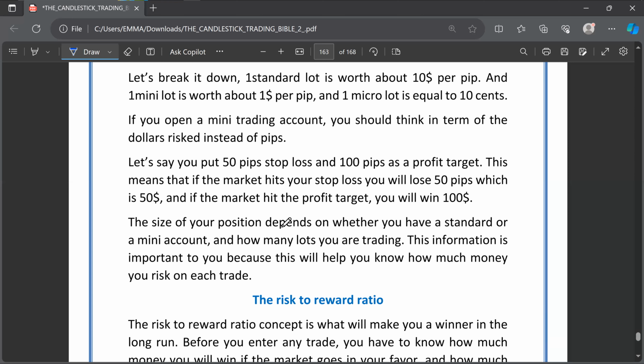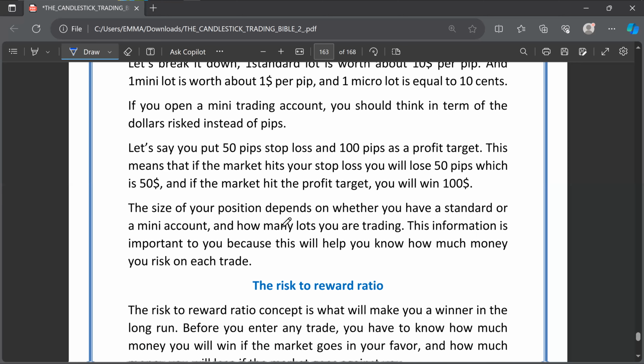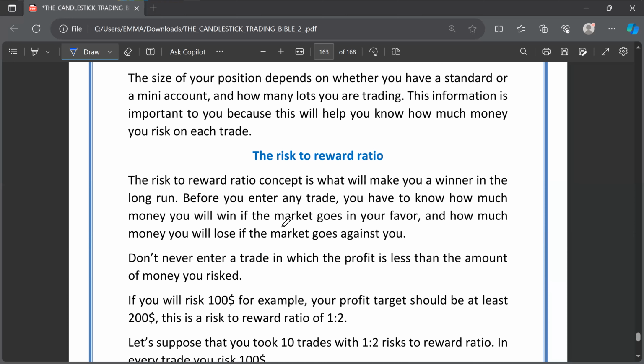Now, the size of your position depends on whether you have a standard or mini account and how many lots you are trading. This information is important because it will help you know how much money you risk on each trade. Risk to reward ratio, I think we have also introduced you to that already. We'll talk about it more. I don't want to just end here while the PDF is not done, so I'm just reading. You look at them further.